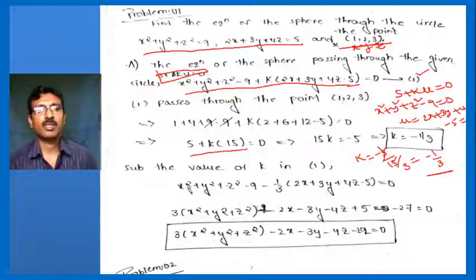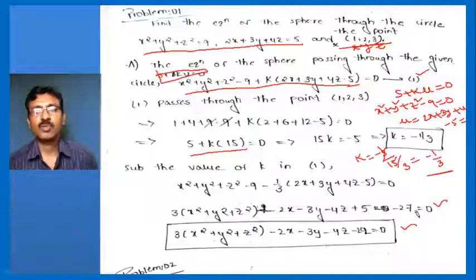We get x square plus y square plus z square minus 9 minus 1 by 3 into 2x plus 3y plus 4z minus 5 equal to 0. To remove the 3 in the denominator, we multiply the entire equation by 3. 3 into x square plus y square plus z square, plus 2x minus 3y minus 4z plus 5 minus 27 equal to 0, which is the equation of the required sphere.